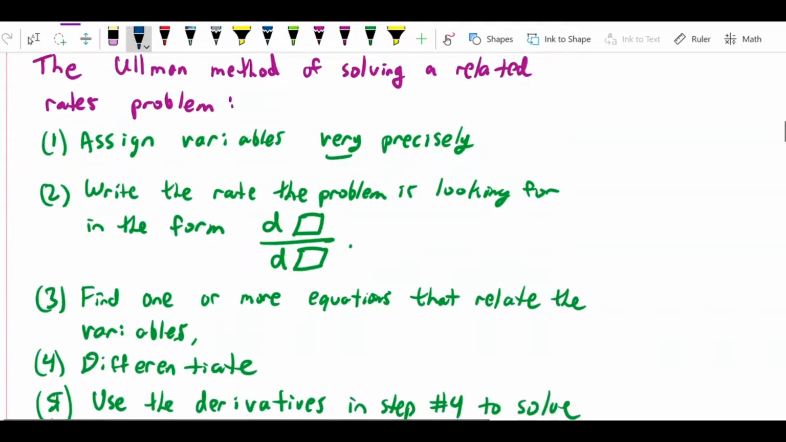Number three, you want to find one or more equations that relate the variables. These are not usually going to be derivative equations. These are usually just ordinary algebraic equations, although you are going to extract from the problem any rates that are given as part of this step.